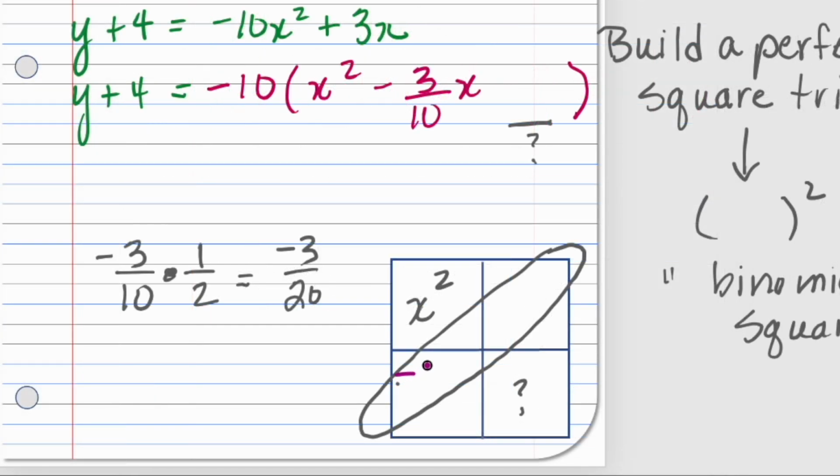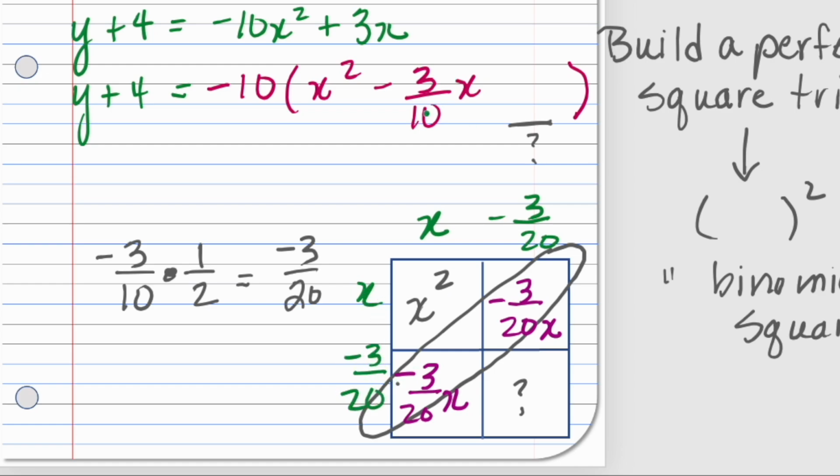Here we'll have negative 3 over 20x, and here we'll have negative 3 over 20x. We will end up with x minus 3 over 20 and x minus 3 over 20. So that's our binomial squared. And then what's the amount that we need to add to make the trinomial? It's going to be 9 over 400. That's what we need.